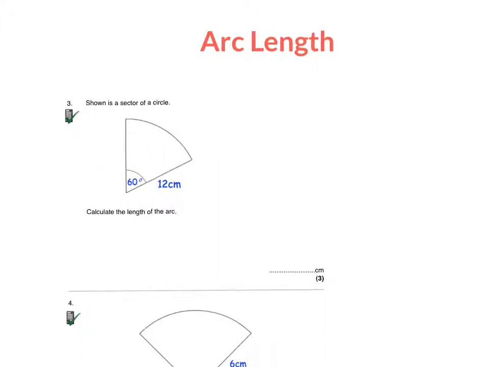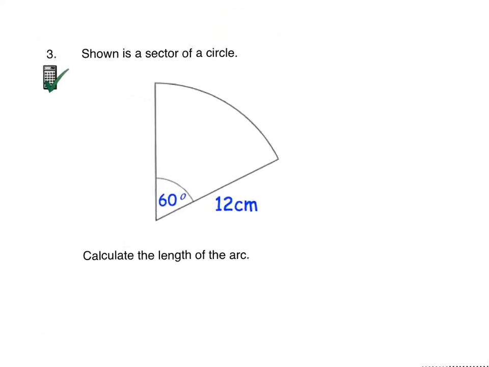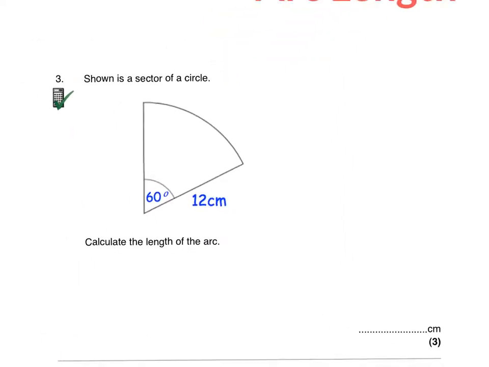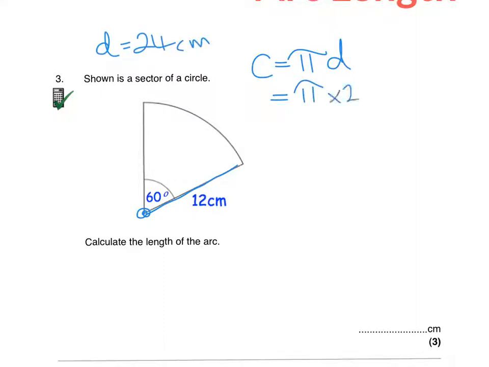So we're going to start exactly the same way as we did last time. It's only the length, so we don't need to worry about the area. So we're going to start off with C equals pi d. Because this is only going to the center of what would be the circle, we can say that the diameter would be 24. So we're going to go pi times 24, which is 75.4.